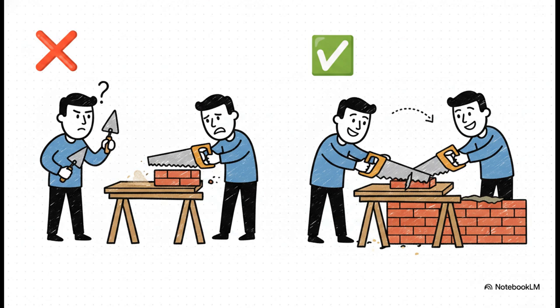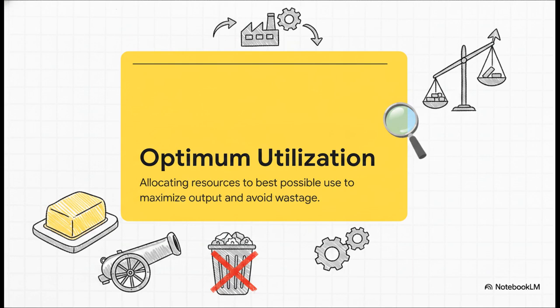Carpenters do woodwork, masons lay bricks. It sounds incredibly simple when we say it out loud, but this kind of misallocation happens on a massive, highly complex scale in inefficient economies. Which brings us to a really critical definition: optimum utilization. This simply means allocating resources to their best possible use to maximize output and absolutely minimize waste. True efficiency is reached in an economy only when a very specific condition is met. You literally cannot produce more of one good without producing less of another.